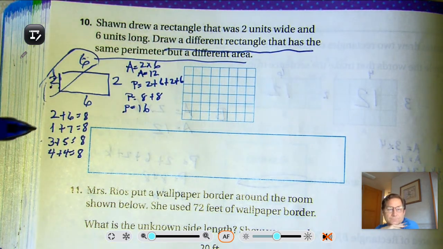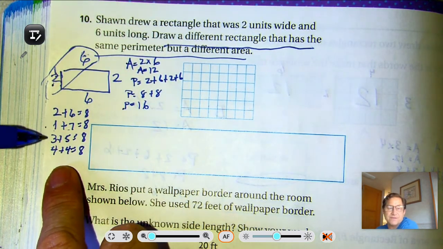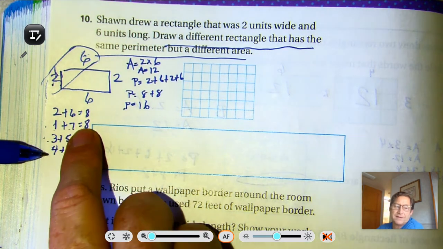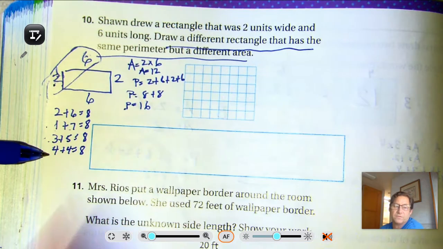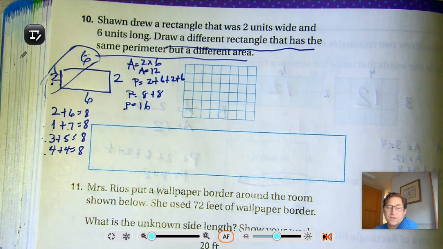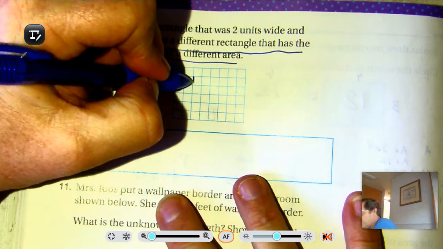All right. Well, if I multiply 1 times 7, that's 7. If I multiply 3 times 5, that's 15. If I multiply 4 by 4, that's 16. So they would all have a different area than 12. So there's 3 different possible answers. So just choose one. I think I'm going to go ahead and do a 4 by 4.